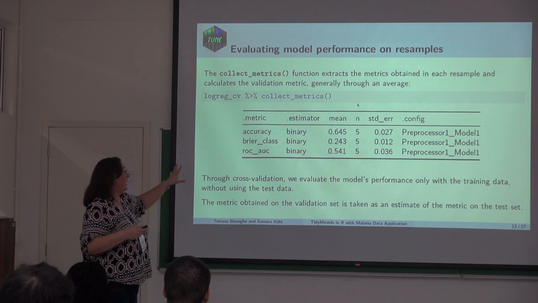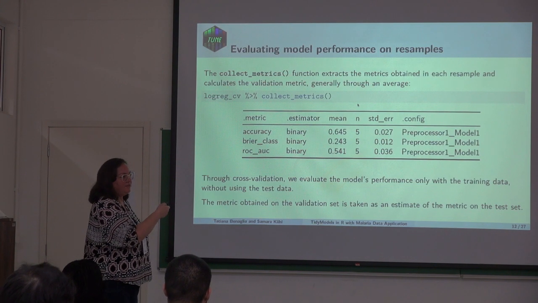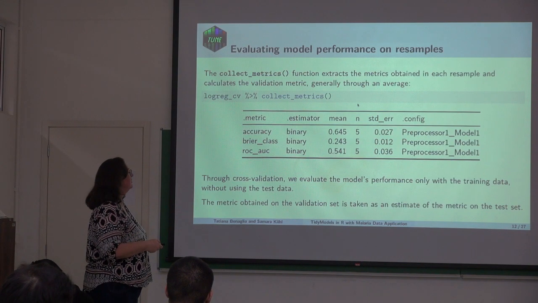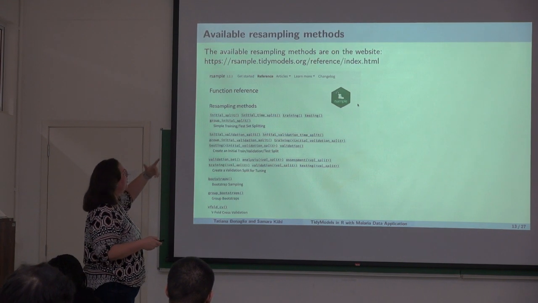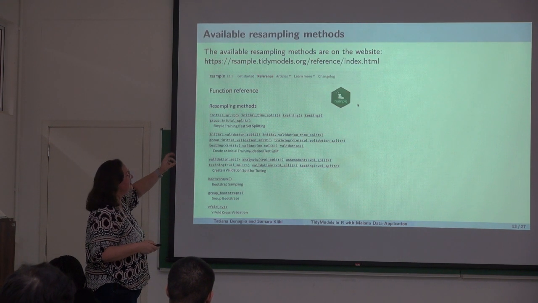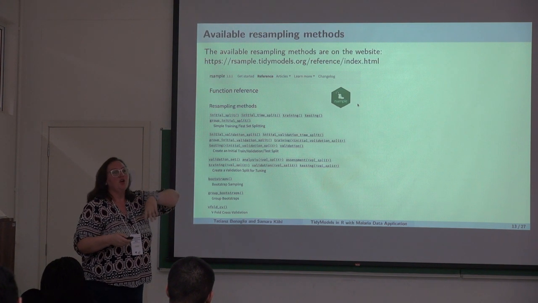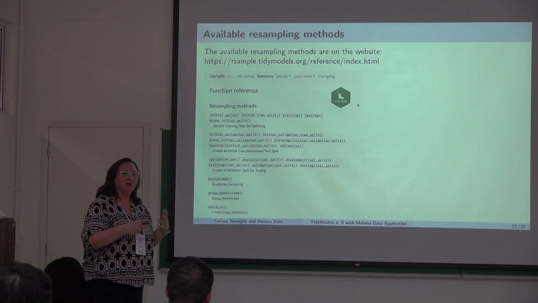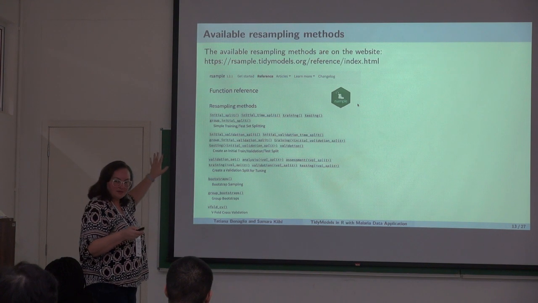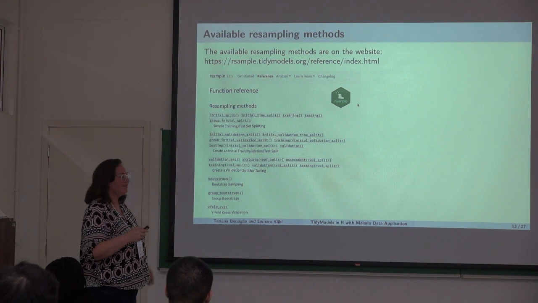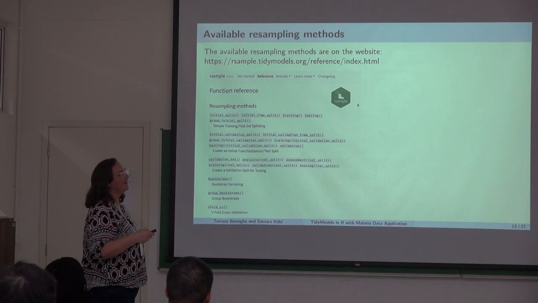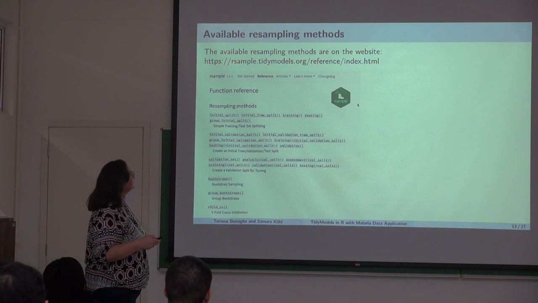Now, okay, I did the logistic regression. I could have done another model, right? And just in parentheses, we did cross-validation. We could do bootstrapping. We could do other resampling methods. There's a bunch of them. So if you want to change the method, you can.